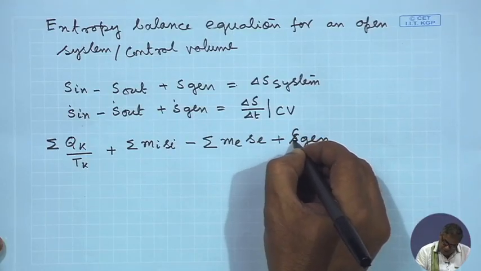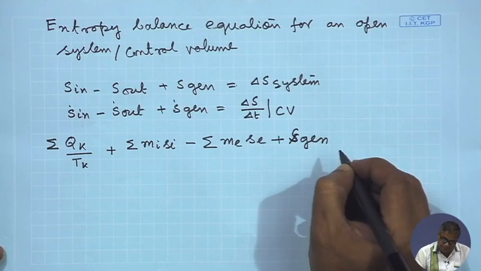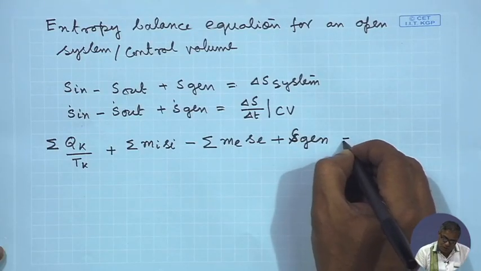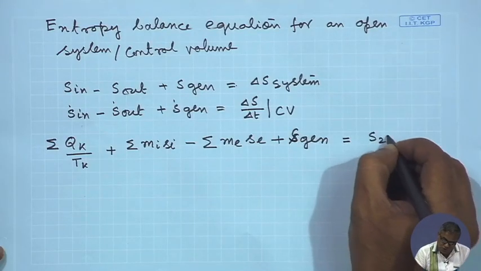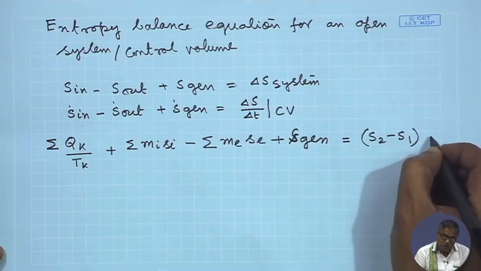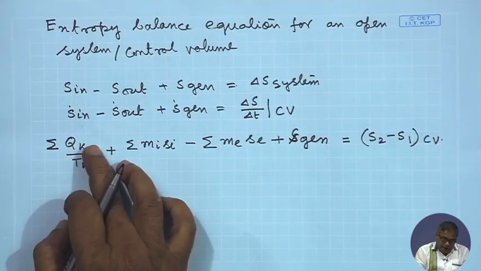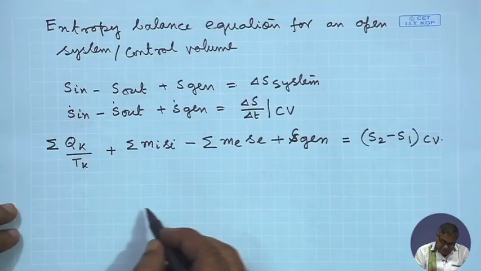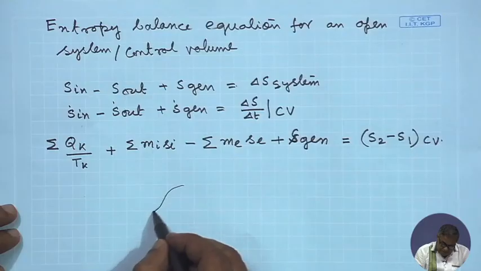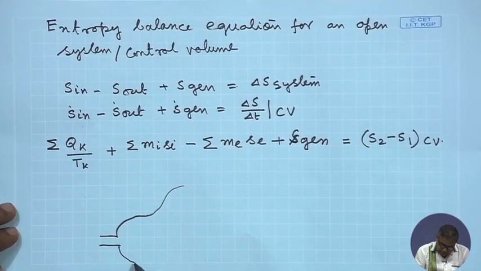plus S_gen. This should be capital S_gen, that is equal to S_2 minus S_1 of the control volume. Let me explain what I have written. Q_k by T_k. To understand this, let us think of a control volume like this.